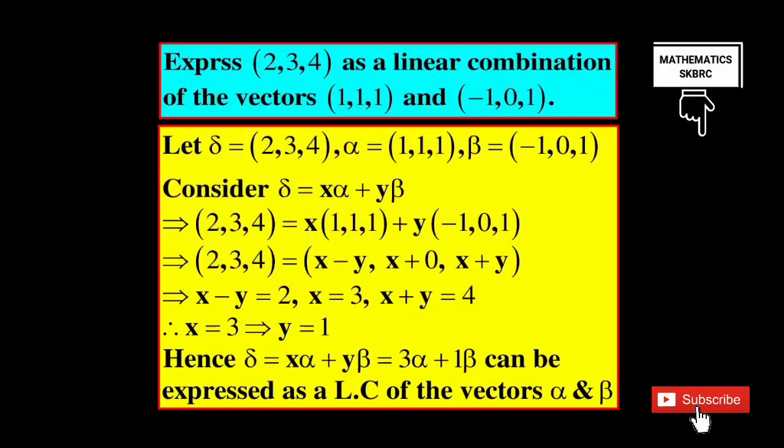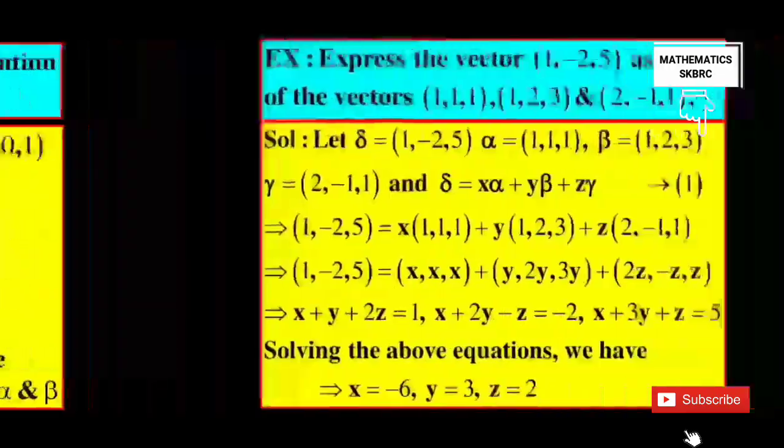By applying scalar multiplication and addition of vectors, and comparing like terms on both sides, we get the system of equations x minus y equal to 2, x equal to 3, x plus y equal to 4. On solving the above system of equations, we get the values x equal to 3 and y equal to 1. It is easily verified that x alpha plus y beta is equal to delta. Hence, delta can be expressed as a linear combination of the vectors alpha and beta. Hence completed.